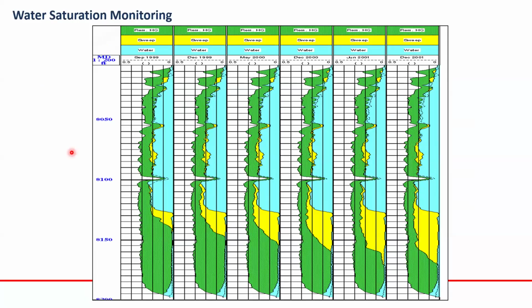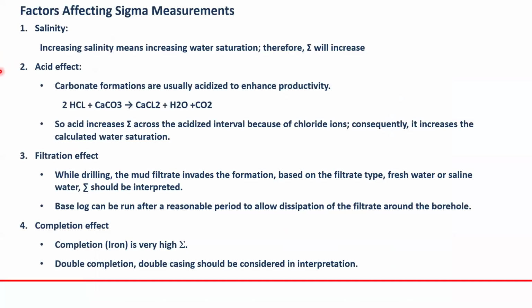What are the factors affecting sigma measurements? Sigma measurements are affected by salinity. Increased salinity means increased water saturation, therefore sigma will increase. Acid effect: because acid has HCl, and as we said, chlorine increases capturing. Carbonate formation is usually acidized to enhance productivity.